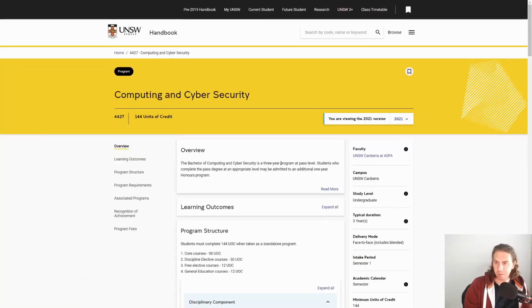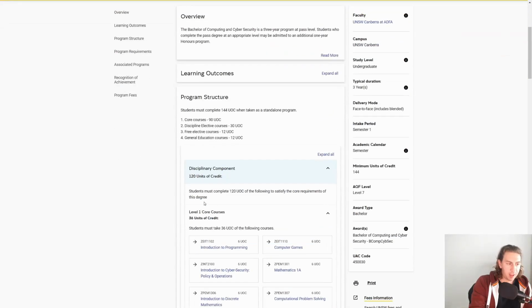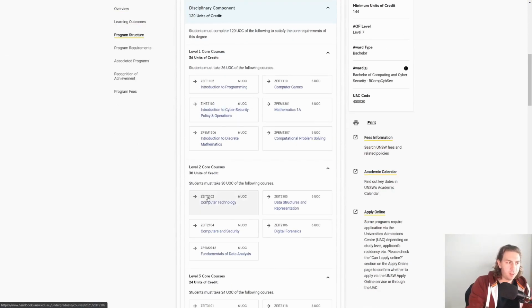The style of education is very much focused on empowering students to fill in the blanks themselves and to take their study further. So the first degree we'll be looking at is the Bachelor of Computing and Cybersecurity offered by the University of New South Wales, Sydney. This degree has a wide range of courses or subjects, and it looks like it's broken down into the following.